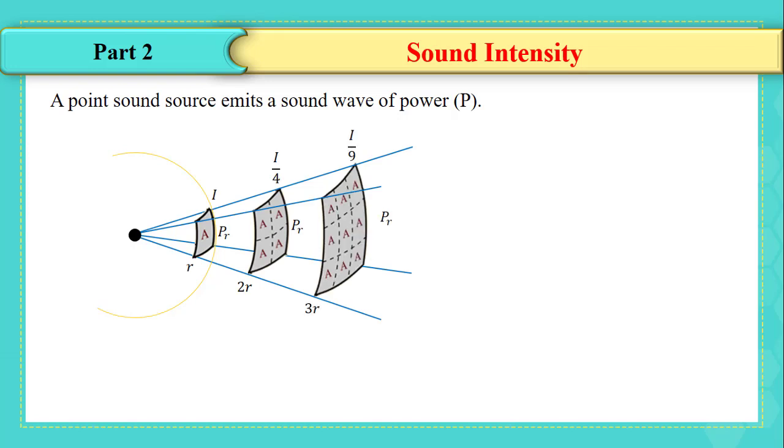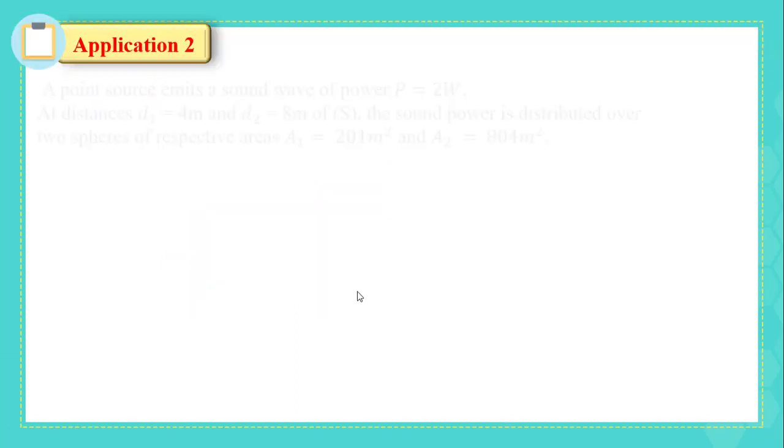Notice that as we move away from the source, the power spreads more widely and the intensity decreases. For example, at a distance of 2r from the source, the area increases by a factor of 4 and the new intensity is I divided by 4. At a distance of 3r, the intensity decreases to I divided by 9.